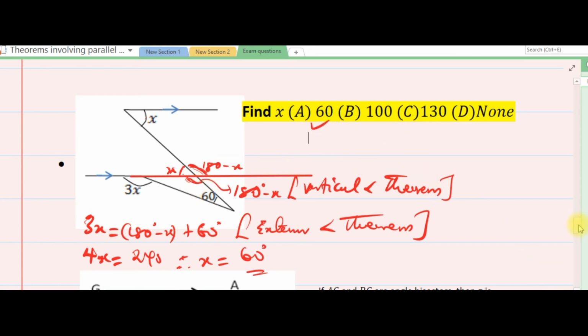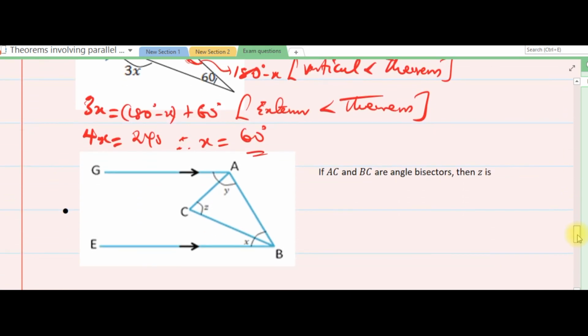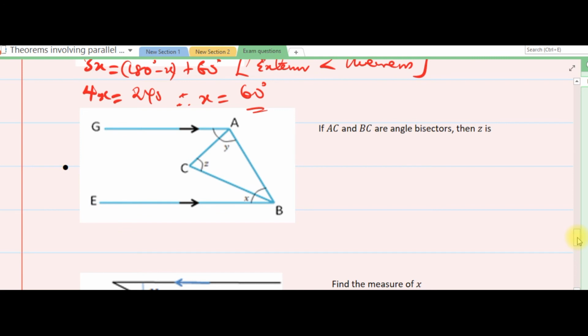So the next question, we are asked to find, if AC and BC are angle bisectors, then Z is what? We are asked to find Z. This is an angle bisector, meaning it divides this angle into two congruent angles. I'm saying that here is Y. Since AC is an angle bisector, it divides the angle here, angle GAB, into two equal angles. So here is also X, because of the angle bisectors. We are now looking for Z.